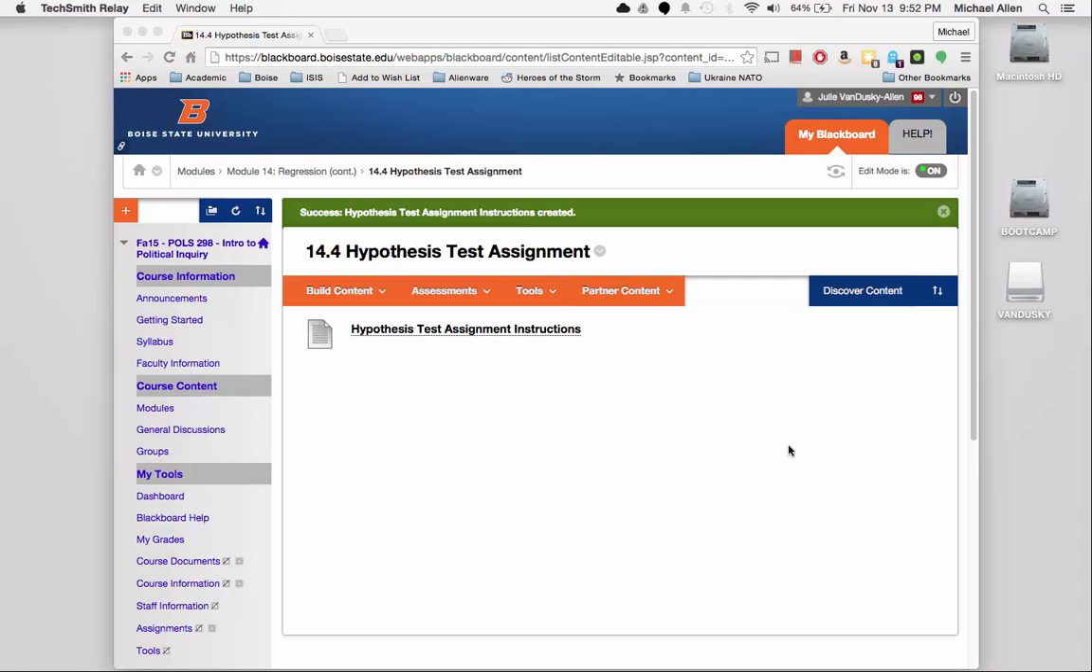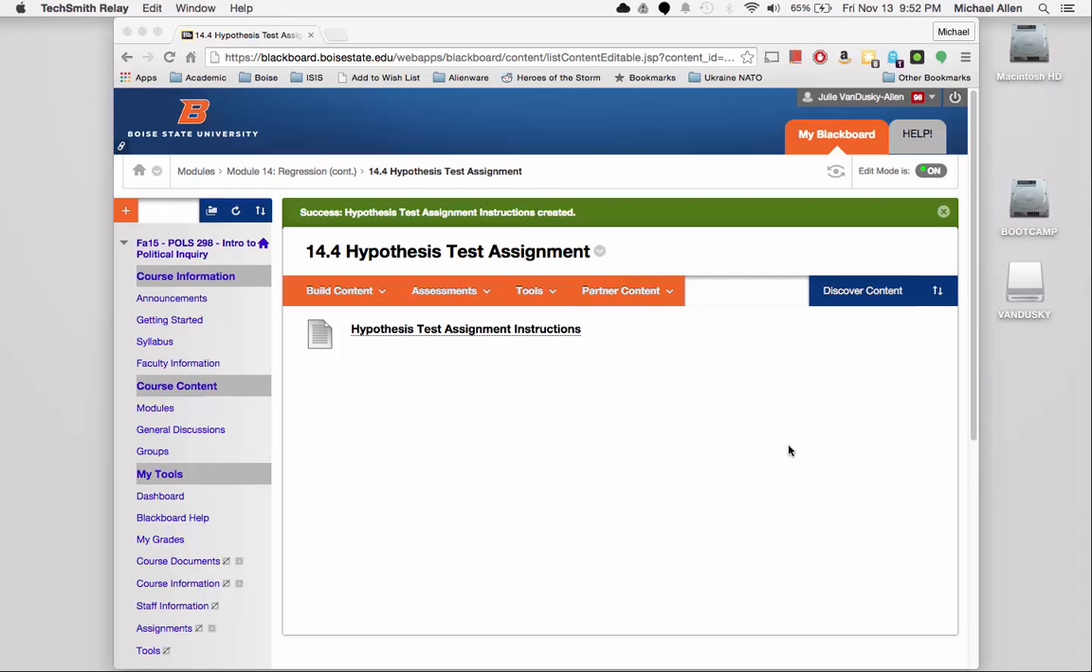In this video, I'm going to go over the hypothesis test assignment. In the paper, students will focus on one political outcome, a dependent variable, and identify one factor, an independent variable, that influences variations in that outcome. Students then have to provide a theory to explain why the independent variable influences variations in the dependent variable, derive a testable hypothesis from that theory, and use a regression analysis to determine the statistical relationship between their independent and dependent variables.